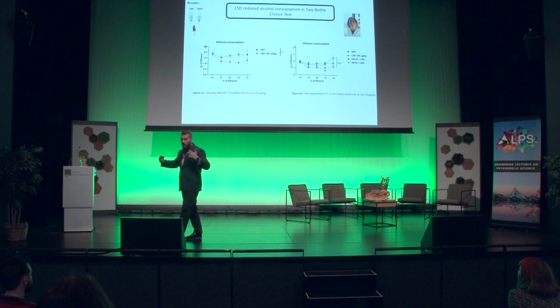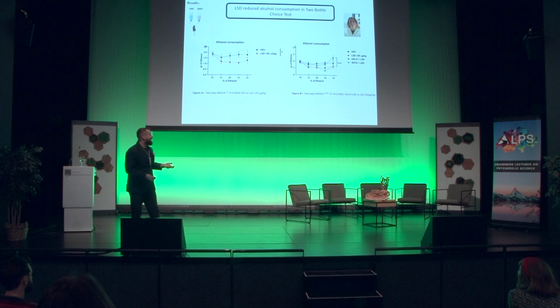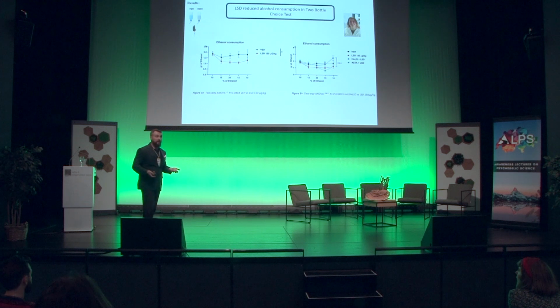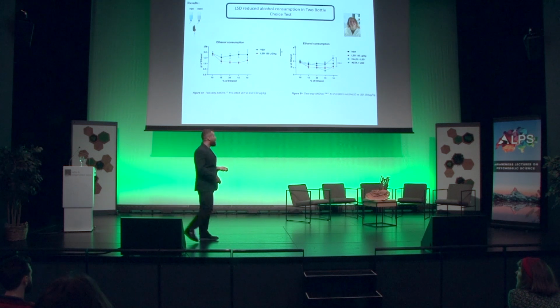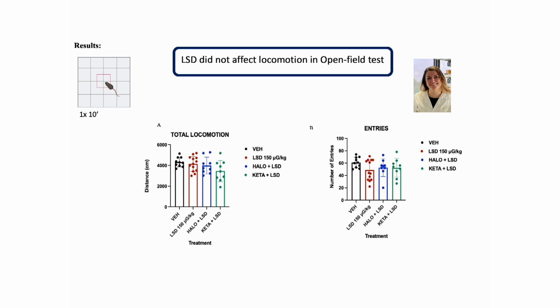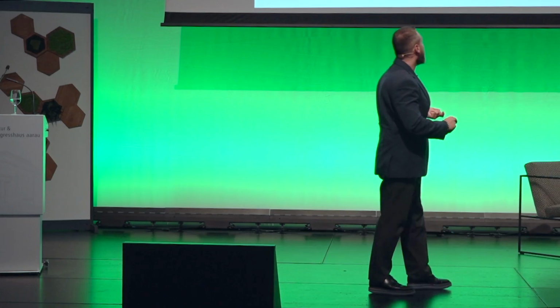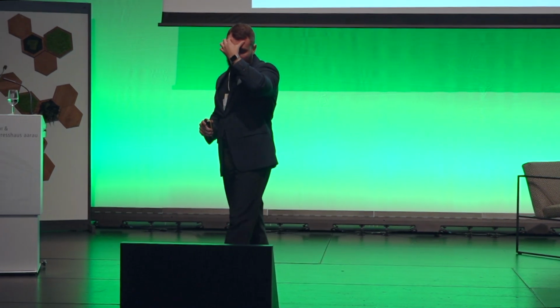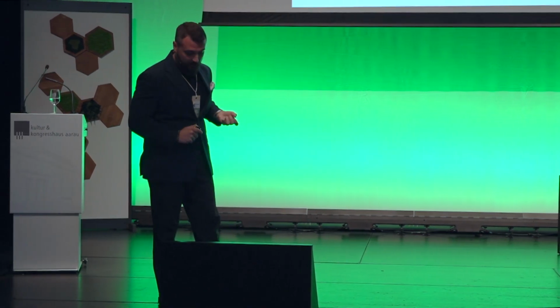So, of course, we know that alcohol consumption is able to induce locomotor impairment. So we performed 2 tasks. This task we already saw previously to test anxiety. In the open field test, there was no effect on the locomotor activity and no effect on the number of entries into the center. So in this case, no locomotor impairments were detected.